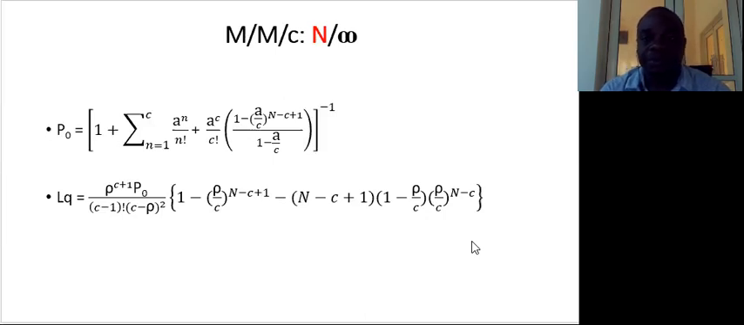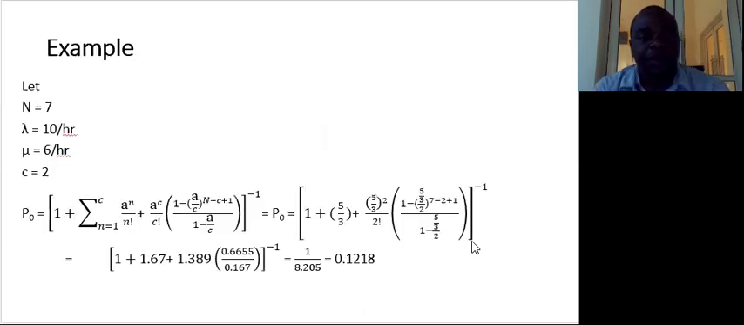Now to put this into use, we want to consider a situation where we have, as an example, n equal to 7, that is the number of entities that can be on the queue equal to 7, and lambda arrival rate equal to 10 per hour, service rate equal to 6 per hour, and the system having 2 servers. Here we'll calculate P naught to be equal to 1 plus summation of n equals 1 to c into all of these other equations here like we have stated.